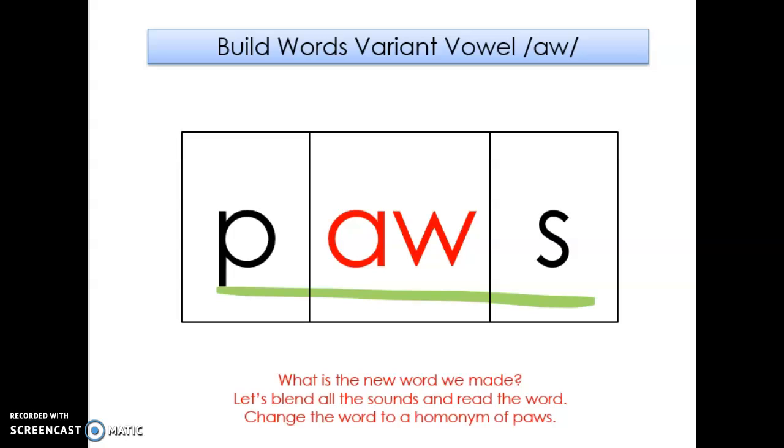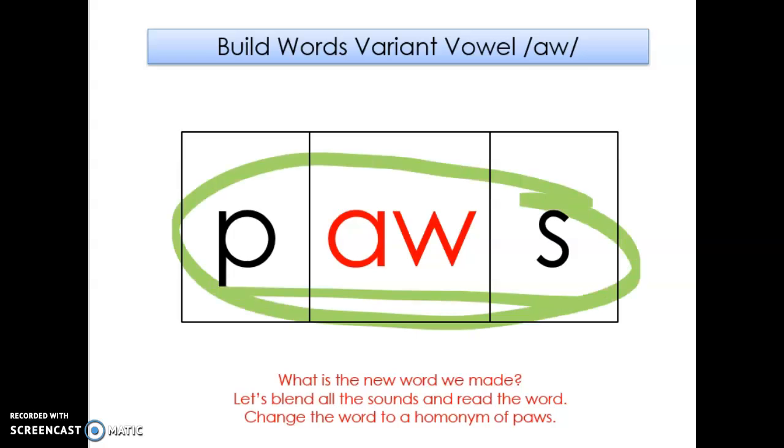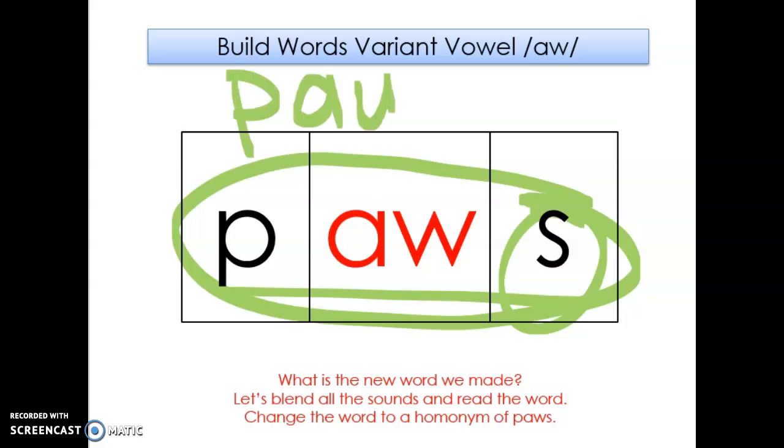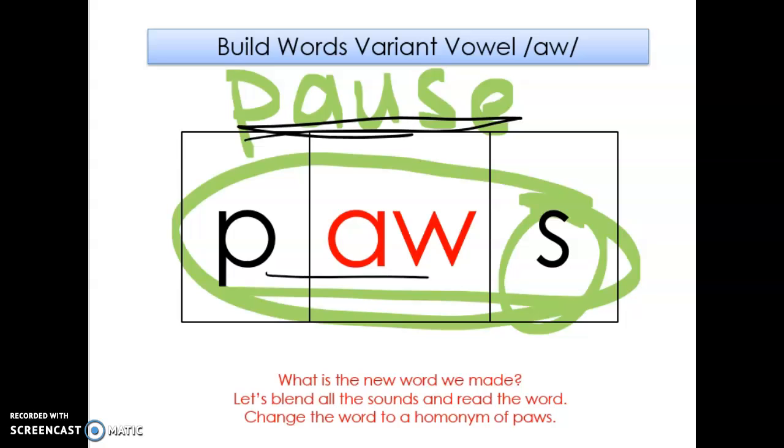A homophone is two words that sound the same but are spelled differently and have different meanings. So this word right here, paws, is like an animal has a paw and then there is more than one. So you could say my dog has four paws. Now, if you are playing a video and you need to stop it for just a minute, you would hit the button that is called pause. Now, that word is spelled P-A-U-S-E. So the word pause, spelled like this, is a homophone for the word paws, spelled like that.